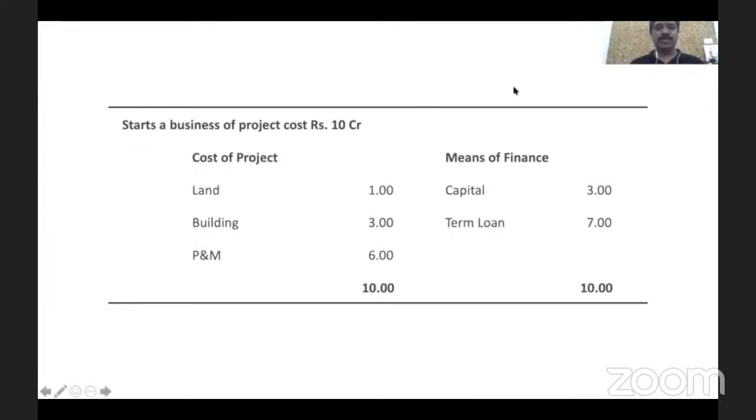Thank you. So this is the project, and this is what I'm showing to my banker, and the banker is also finalizing, but it should not be finalized in this way. Even though we have concluded the cost of the project as 10 crore, we are missing something. We have to take care of that. What is that? Let's see.